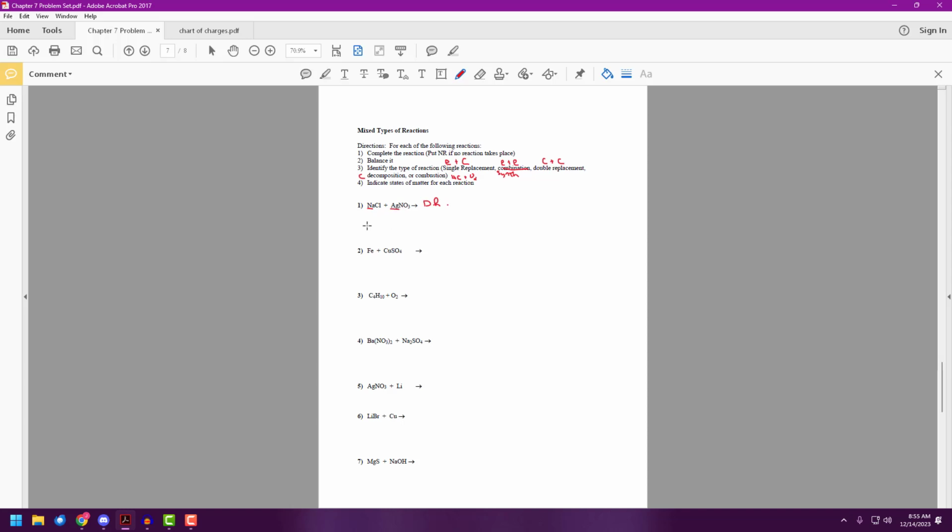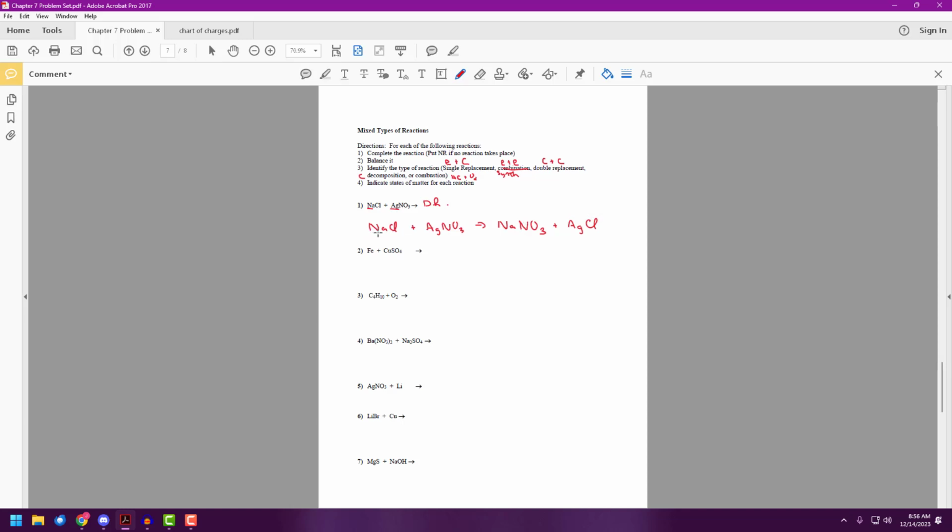So to rewrite my reactants, NaCl plus AgNO3 yield. We switch Na and Ag. We're going to get Na with NO3. Na is plus 1, NO3 is minus 1. They cancel. We're going to get Ag with Cl. Ag is plus 1, Cl is minus 1. They also cancel.